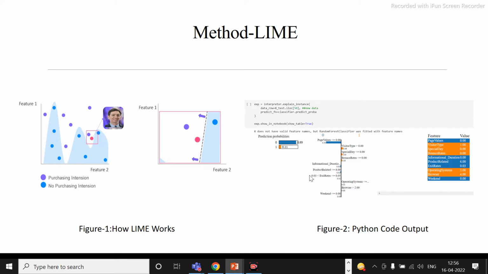Figure 2 shows our Python code. 0 and 1: 0 means no purchasing intention. The reasons for no purchasing intention are, let's say, page values, information duration, how much time they have used the website, product-related information, and exit rate. These are the factors contributing towards non-purchasing intention, and 1 is purchasing intention. These are the factors responsible for a customer's purchasing intention.